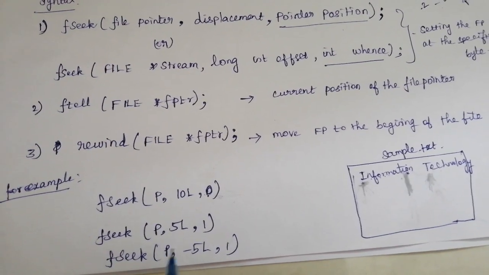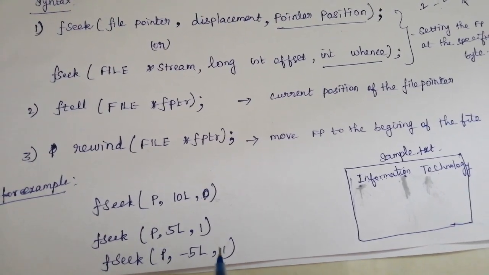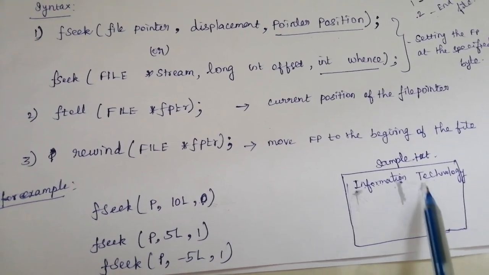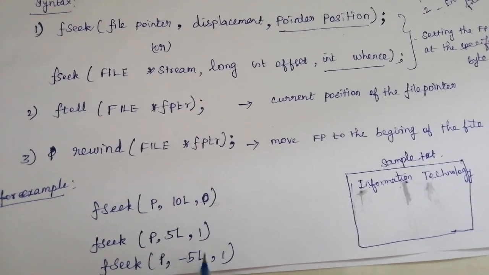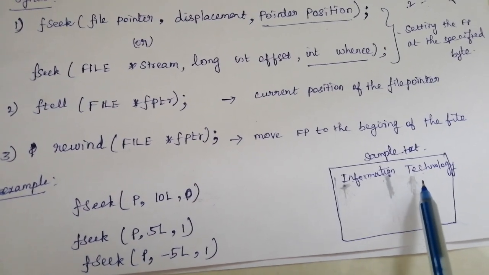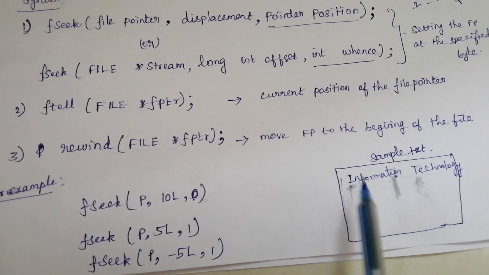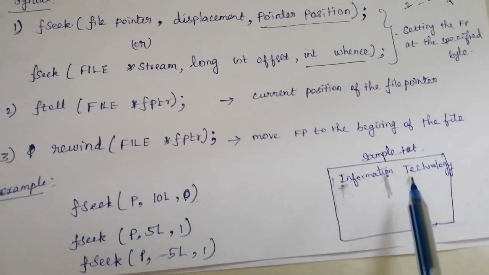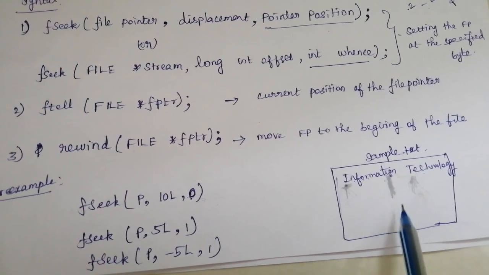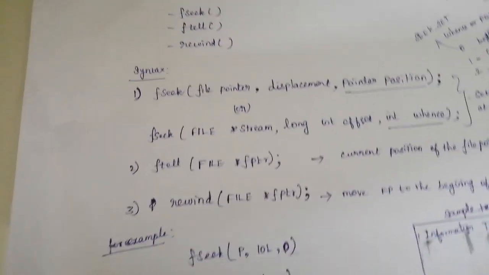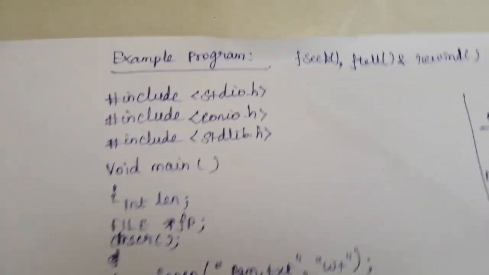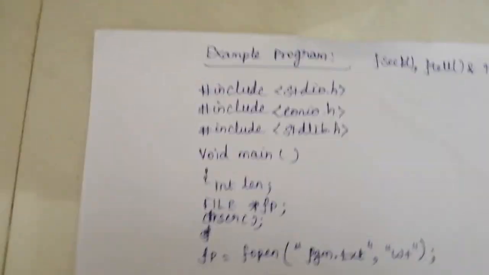Next, fseek of p, minus 5L, 1. Here 1 again represents the current position of the file pointer. Now we have given a negative value, so the file pointer is moved in the backward direction. 5 bytes need to be skipped. Now the file pointer points to the character O. So this is about the fseek operation. Next we will discuss an example program which illustrates the concepts of random access file.